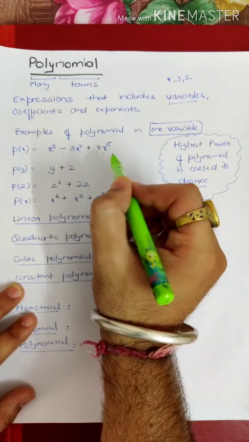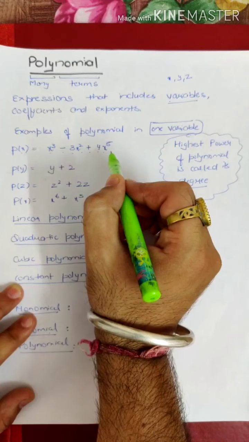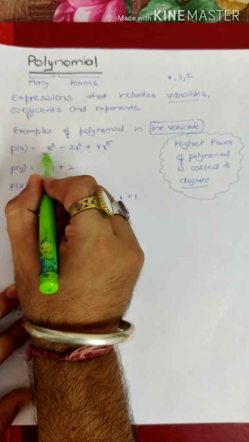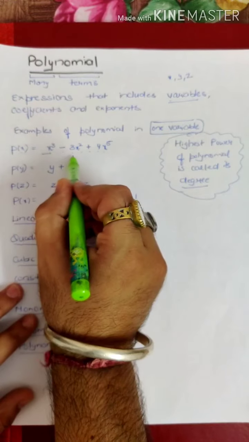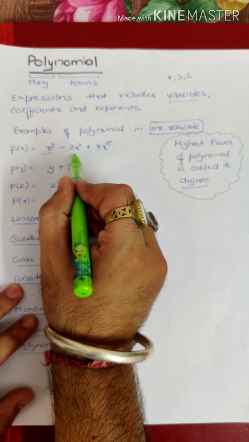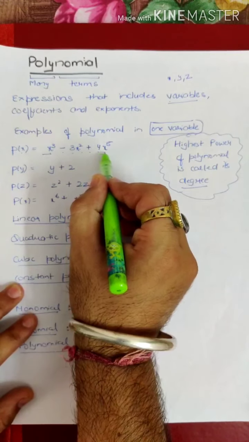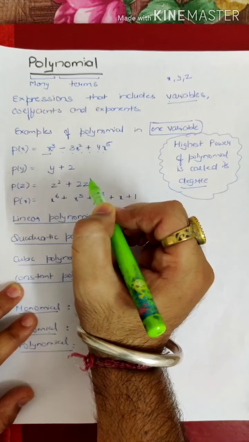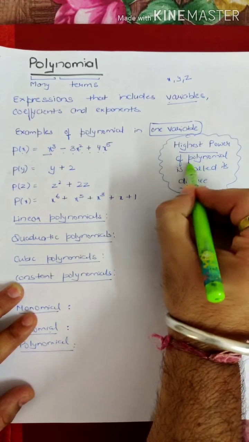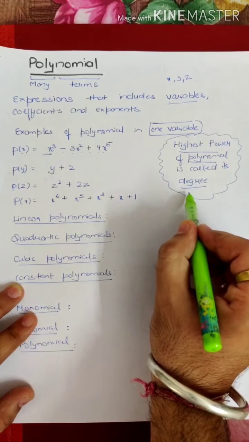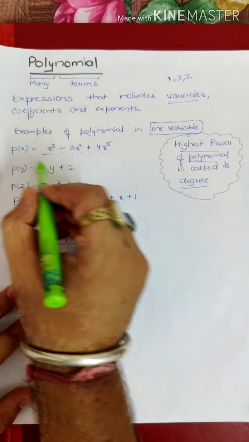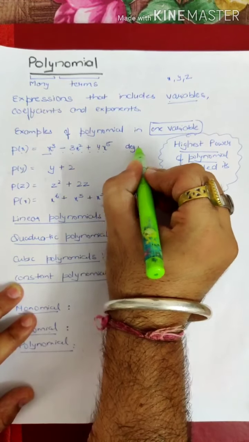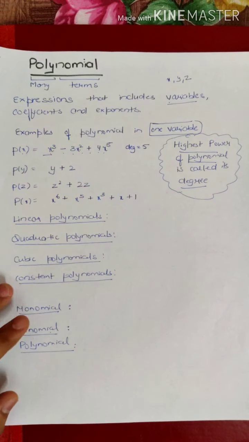Now when we learn about the coefficients, they are the constants and the numbers which are multiplied to the variable. Here the coefficient of x cube is 1, coefficient of x square is minus 3 and coefficient of x raised to power 5 is 4. The highest power of the polynomial is called its degree. So the degree of this polynomial is 5.